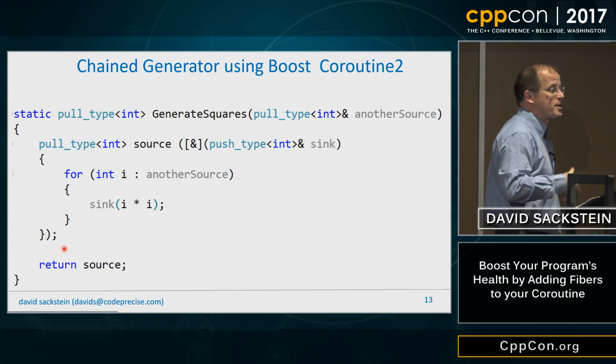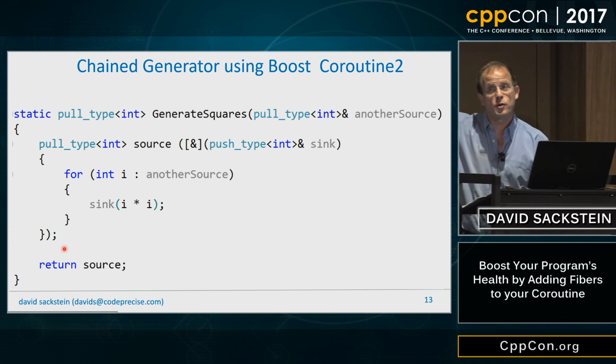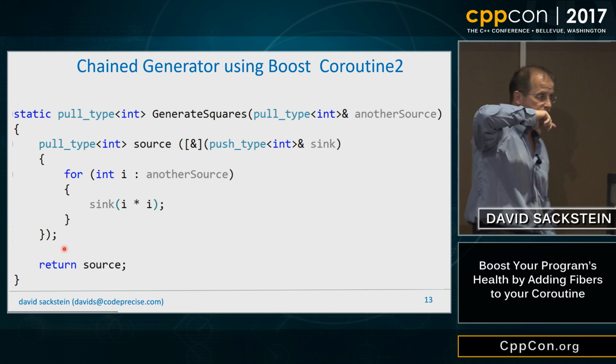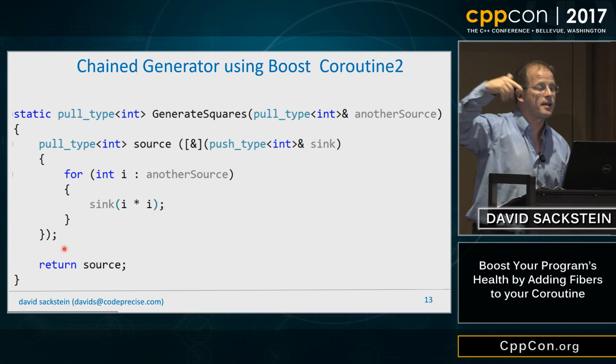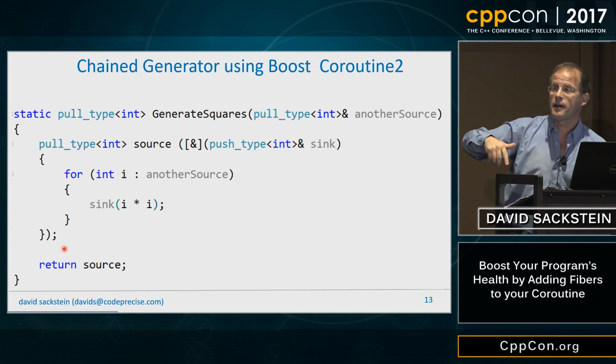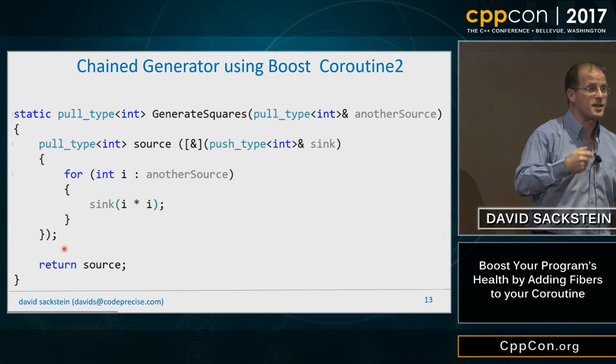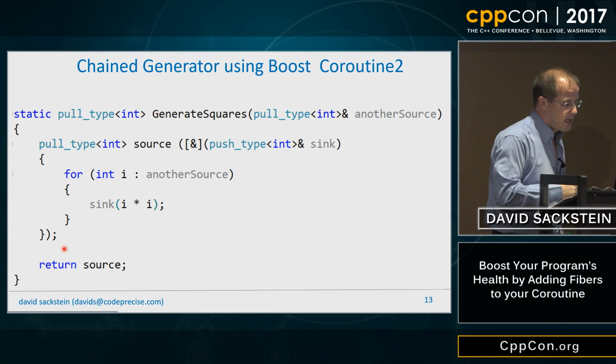Generators in Boost Coroutine are pull types. So that other source could be, for instance, the result of the previous call that I made to generate integers. And I can use it freely inside the new generator. I can iterate over it. And then I can finally call the sync object, which is how I communicate with my caller.